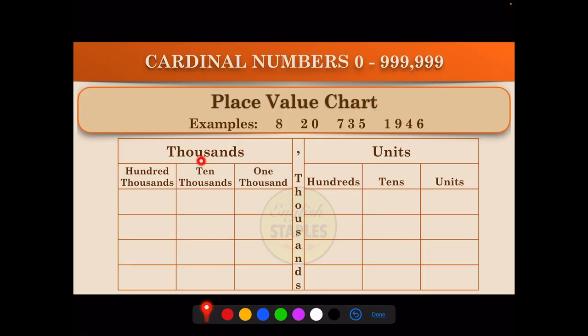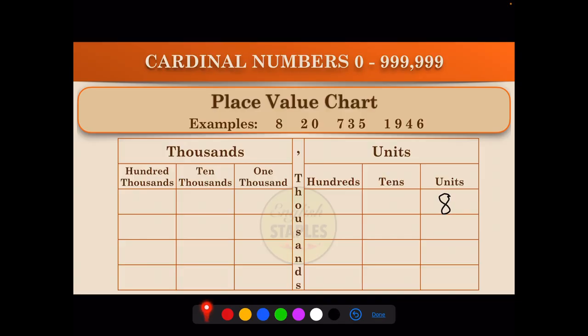So on this side, we have thousands. On this side, we have units. And here in the middle, we have the separator or the comma, right? And it says here, thousands. So you usually put the comma at the mark of where you have the thousands. Okay. So let's do the number 8. Where would we put the 8? The 8 goes under units. That's where the 8 goes.